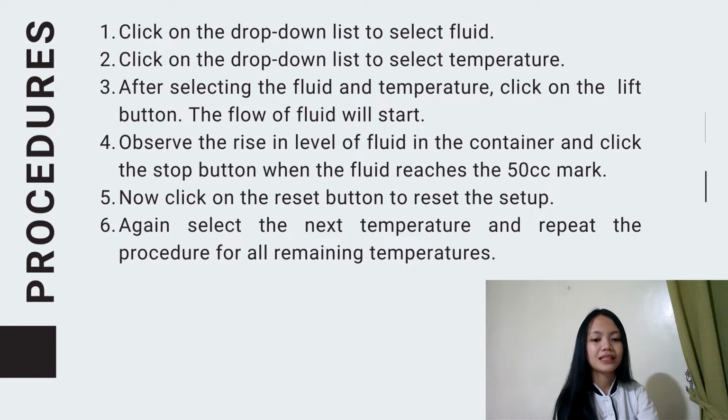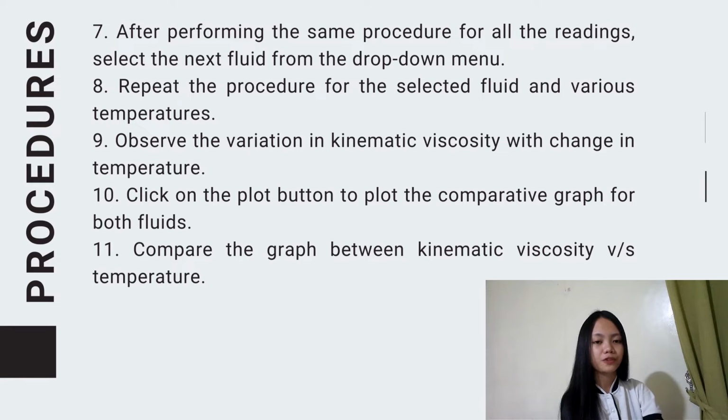Sixth, again, select the next temperature and repeat the procedure for all remaining temperatures. Seventh, after performing the same procedure for all the readings, select the next fluid from the drop-down menu. Eighth, repeat the procedure for the selected fluid and various temperatures. Ninth, observe the variation in kinematic viscosity with change in temperature. Tenth, click on the plot button to plot the comparative graph for both fluids. And last, compare the graph between kinematic viscosity versus temperature.